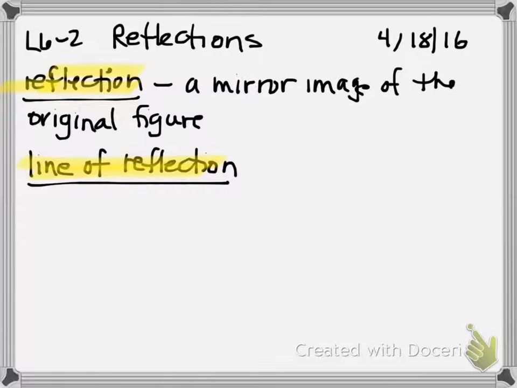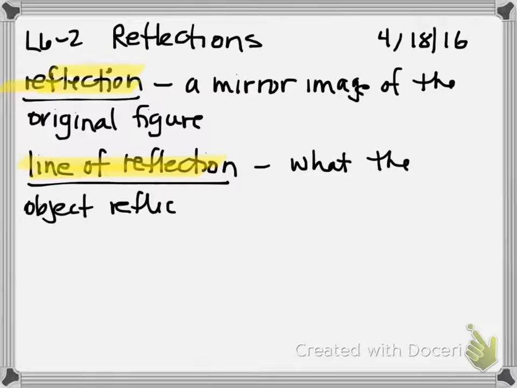So line of reflection is what the object reflects over. So for a mirror, it's the mirror, and we're going to be focusing in on a couple different things. We're going to focus in on the axes in the coordinate system, and we're going to talk about maybe different points, so different lines, but they're either going to be horizontal lines or vertical lines.